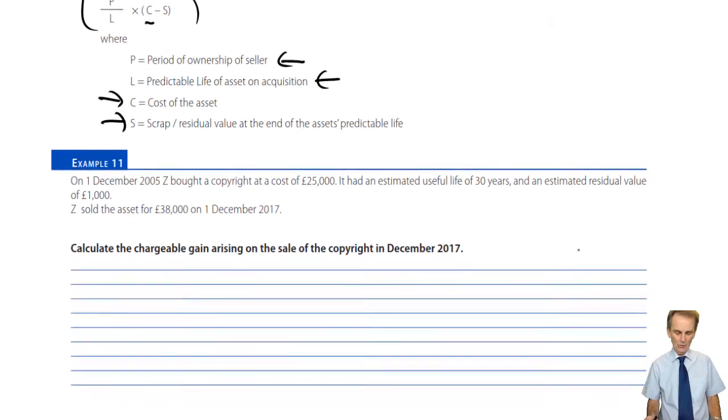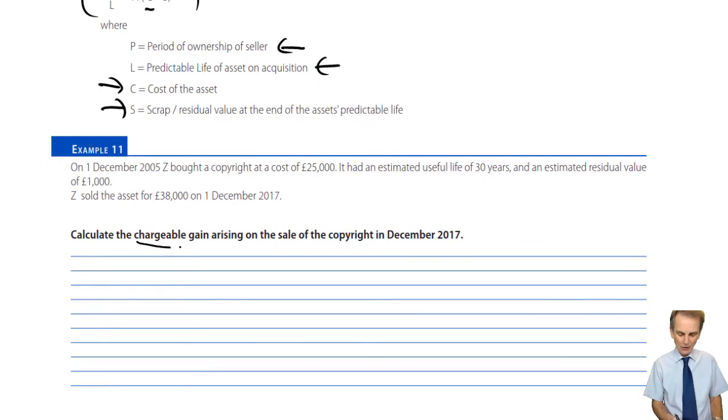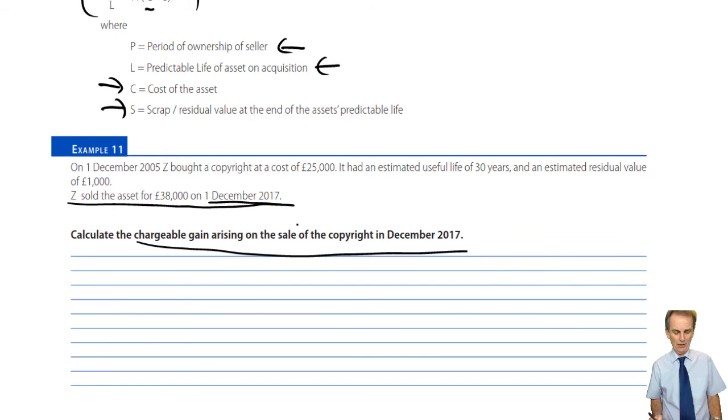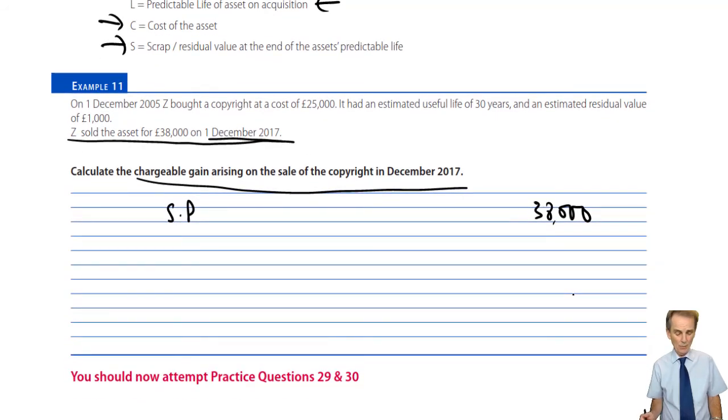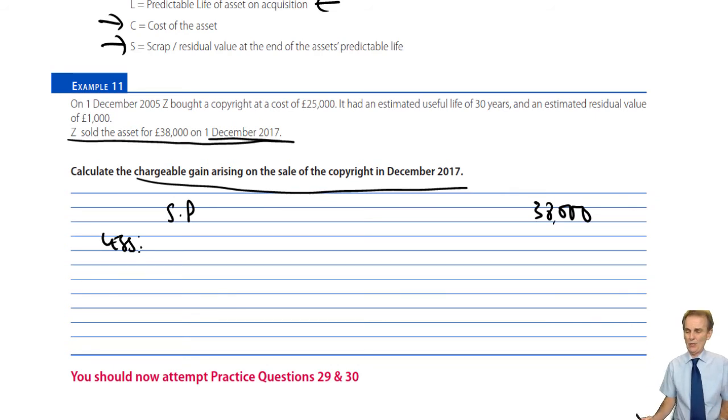So what have we got? Calculate the chargeable gain arising on the sale of the copyright in December 17. Z Limited sold this asset for $38,000 on the 1st of December 17. So we know, therefore, what our sale proceeds are. As ever, sale proceeds, $38,000. If there were any selling expenses, we would equally know what they would be, and we would deduct them. Less. Now, what we know is that we're going to be deducting our allowable cost.